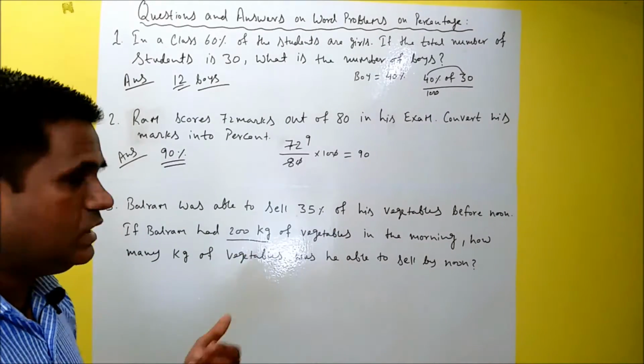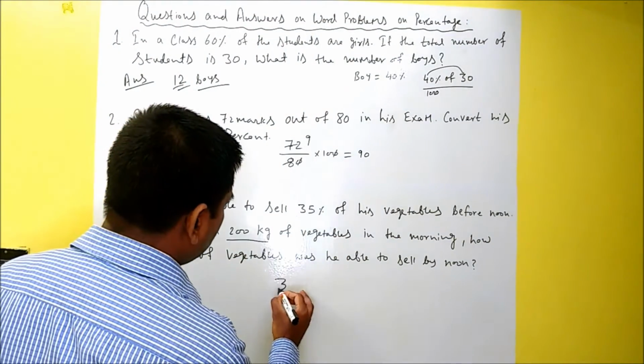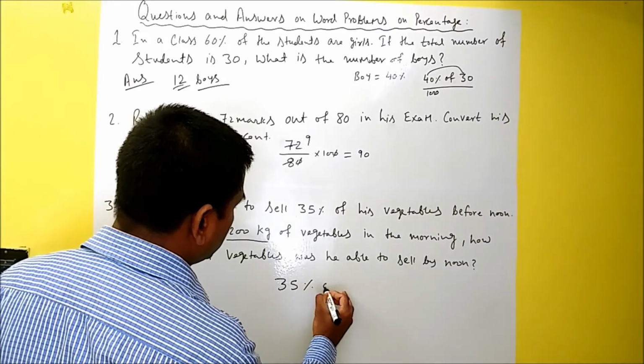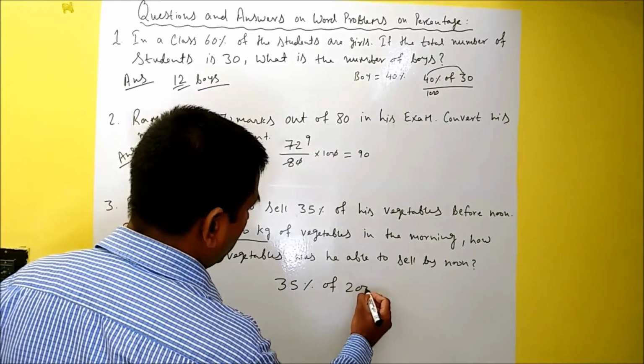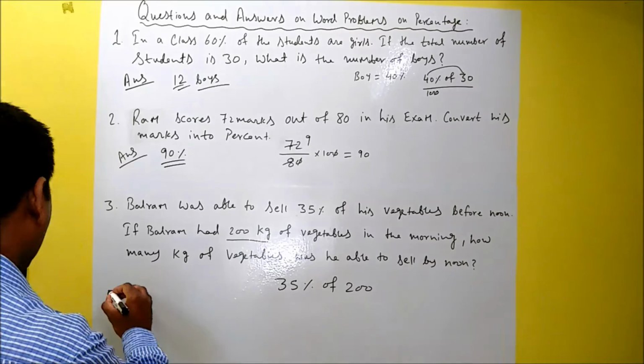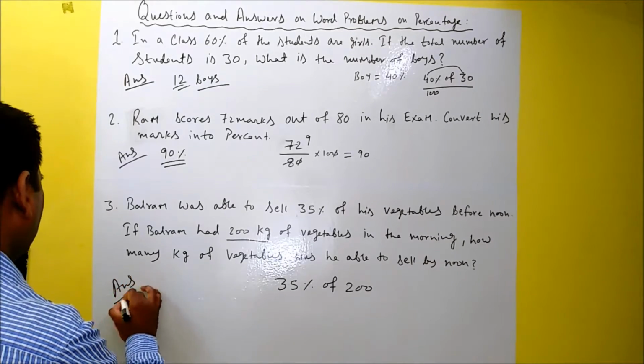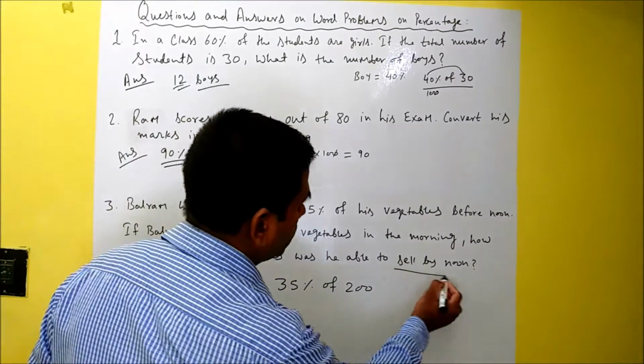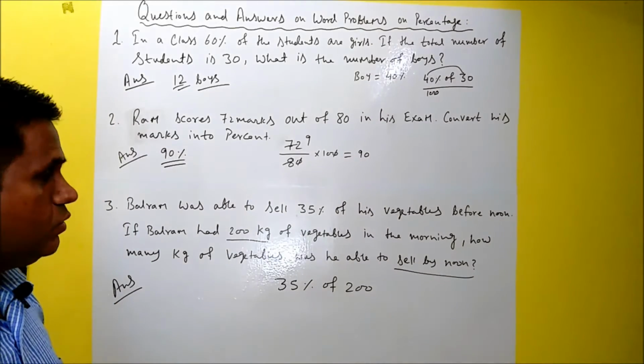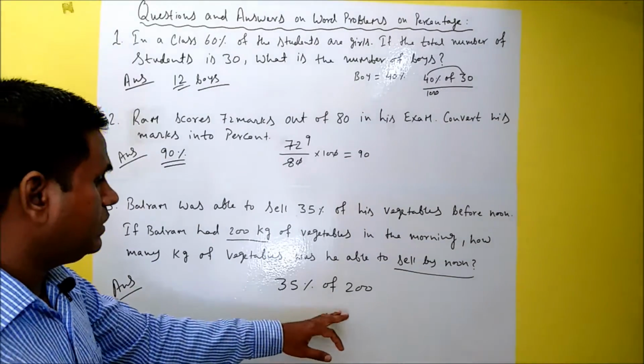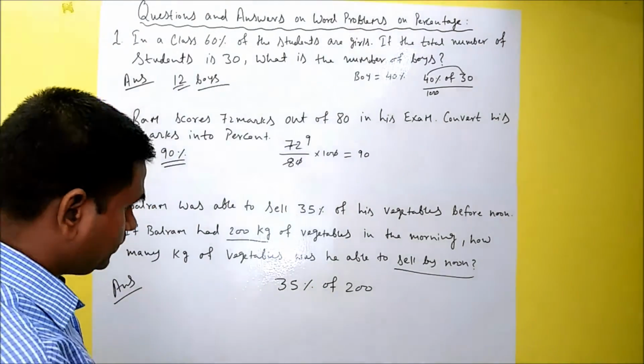So how much kg he is able to sell? So 35% of 200. If we solve this, we will be able to find the answer for this problem. How much Balram is able to sell by noon. So how to find 35% of 200?